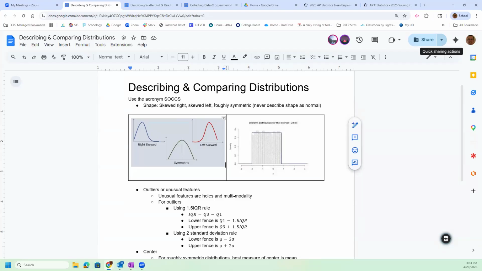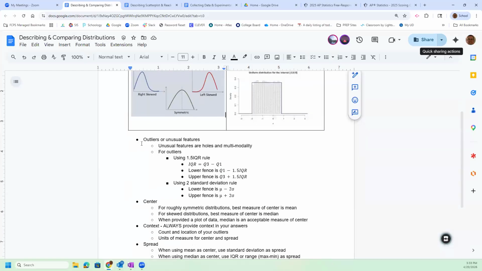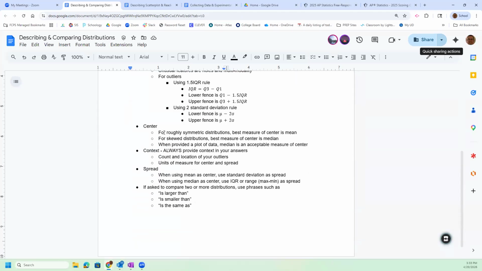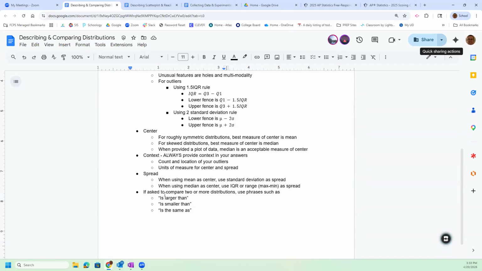The big thing I wanted you to take away from this is please use the word roughly in front of symmetric. It's just going to be safer. The O in SOCCS stands for outliers or unusual features. This is again what we talked about last week, so you can review. The first C stands for center. We talked about what the best measure of center is, but when provided a plot of data, median is an acceptable measure of center. Then spread, and then context. And I said you always want to do context.